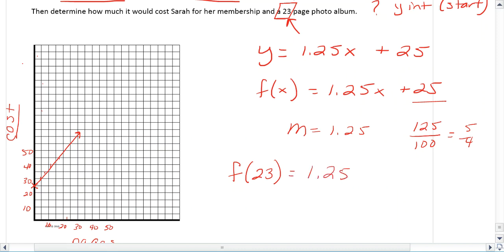Whether you use the graph or the algebra, putting the 23 in for the x, let's see what we come up with for the cost. If I did the math right, I ended up with $53.75 using the algebra. And using the graph, I came up with more than $50, but less than $55. So a little more accurate with the algebra.